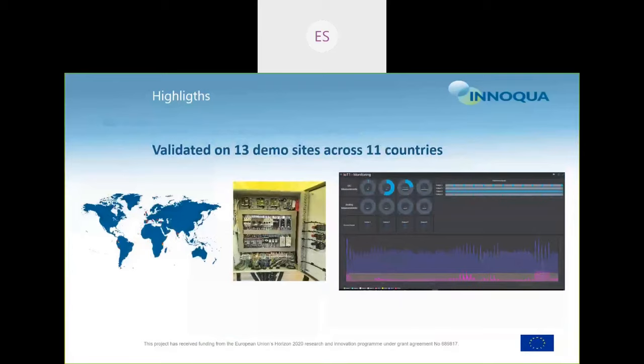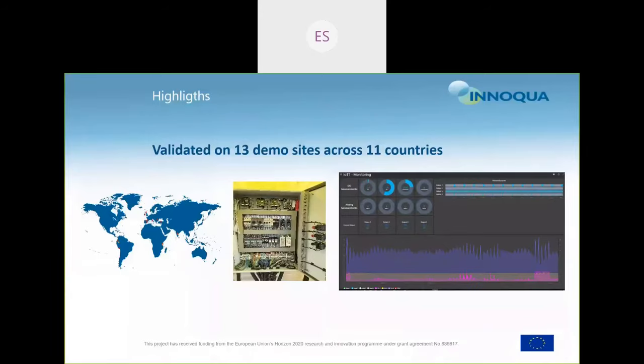Finally, the architecture: the whole solution was deployed in 30 demo sites across 11 countries. We have deployed the solution around Europe, in India, in Tanzania, in Peru, and in Ecuador. In the image in the middle, you can see the MCU deployed in the electric panel, and on the other part the graphical user interface that is used for monitoring. You can see the different measures that are taken and the control of the pumps.